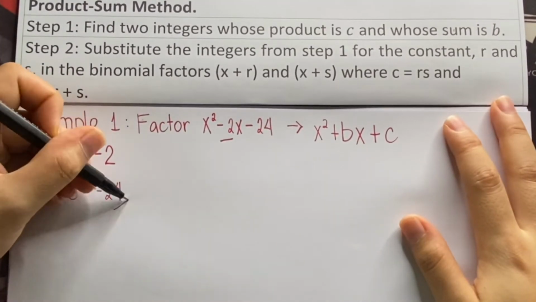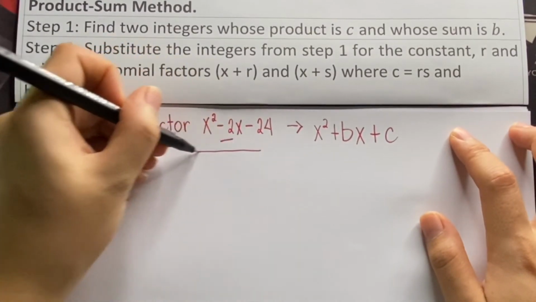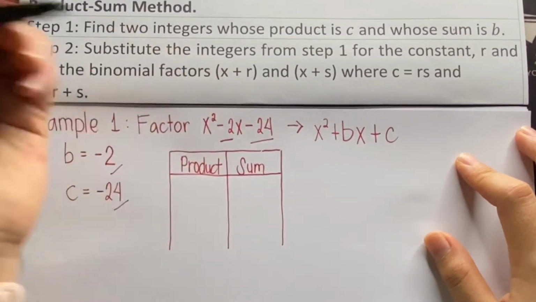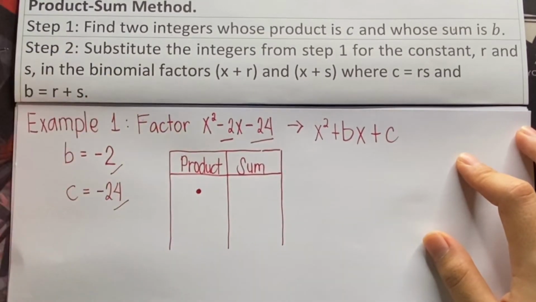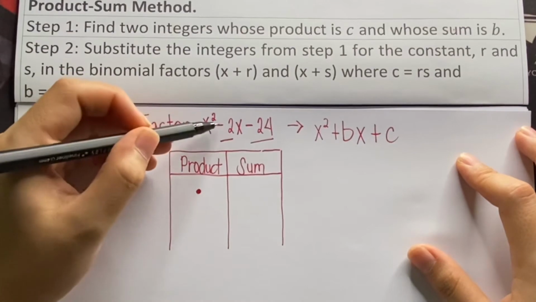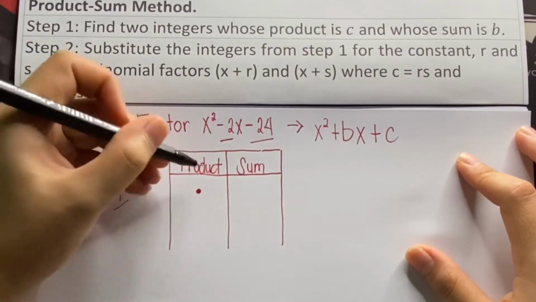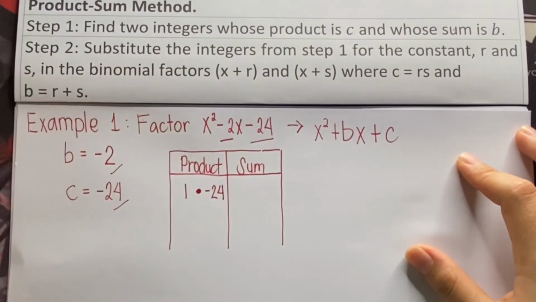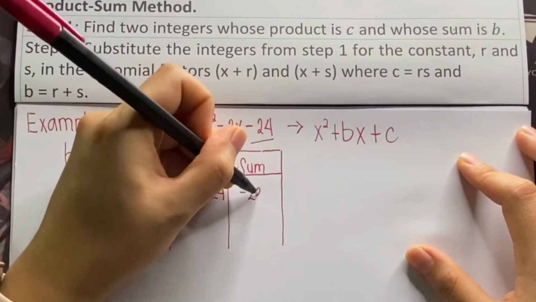Hanapan natin ang factor ni 24, then alamin natin kapag pinlas ay negative 2. So gawa tayong table. Ano ang factor ni negative 24? Take note, dahil negative ang last term, ibig sabihin, pag naghanap tayo ng factor, yung isa, negative. Okay? Dahil negative ang second term, ibig sabihin, yung mas malaking number ay negative. Start tayo sa 1, factor ni 24. 1 times negative 24. O ano ang sum niyan? 1 plus negative 24. Negative 23. Hindi pwede.